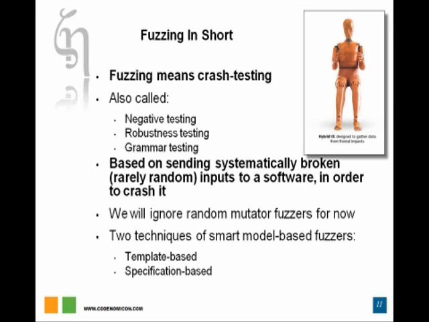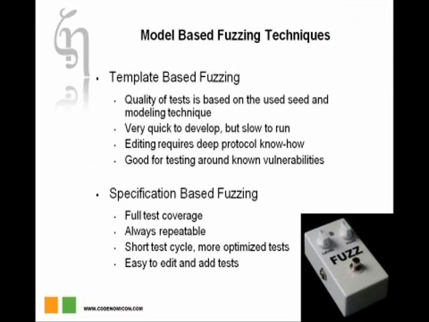In our talks, we don't really touch on the area of random mutation fuzzing, because that's not really a smart way of doing it. Instead, we focus on more optimized, smart means of fuzzing, meaning template-based, specification-based and model-based fuzzers. And very quickly summarizing those again for those of you who have not attended our seminars before.